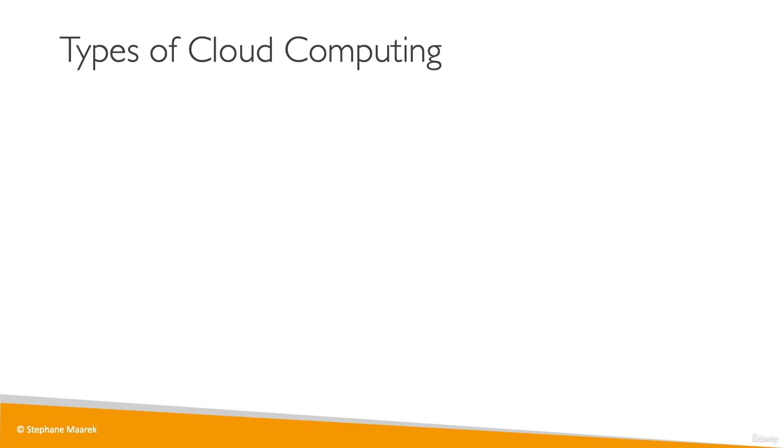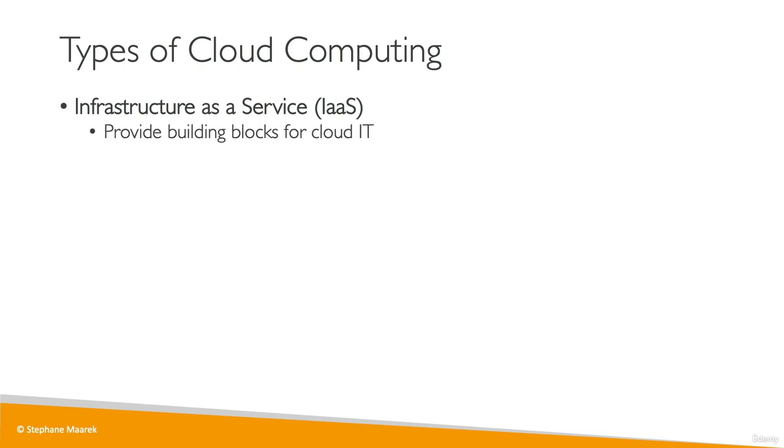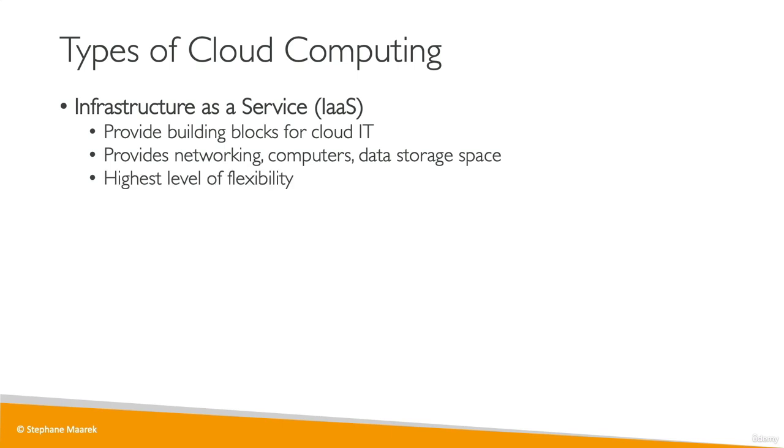As we will see in this course, there are different types of cloud computing, and it is important for us to be able to recognize them. The first one is called Infrastructure as a Service, or IaaS. This is to provide the building blocks for cloud IT. With this IaaS, we're going to provide networking, computers, and data storage space in its raw form. And using these building blocks, these building Legos, we're going to be given a very high level of flexibility, and we can easily understand how we can migrate from traditional on-premises IT to the cloud.